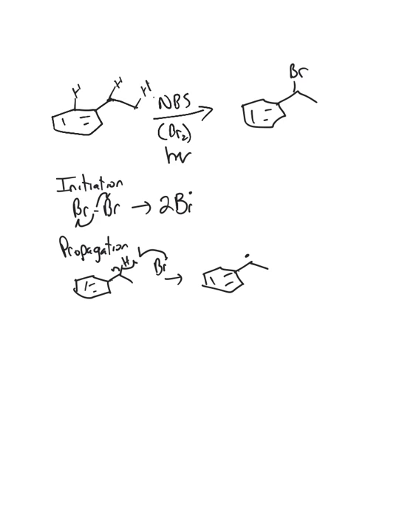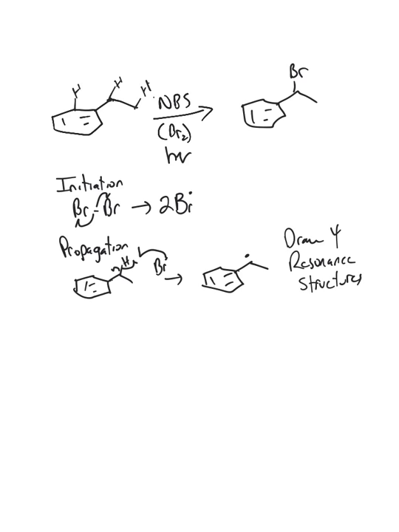benzylic radical. It's the most substituted radical that can form, and we can draw resonance structures. We can draw 4 resonance structures for this radical to show why it is so stable.